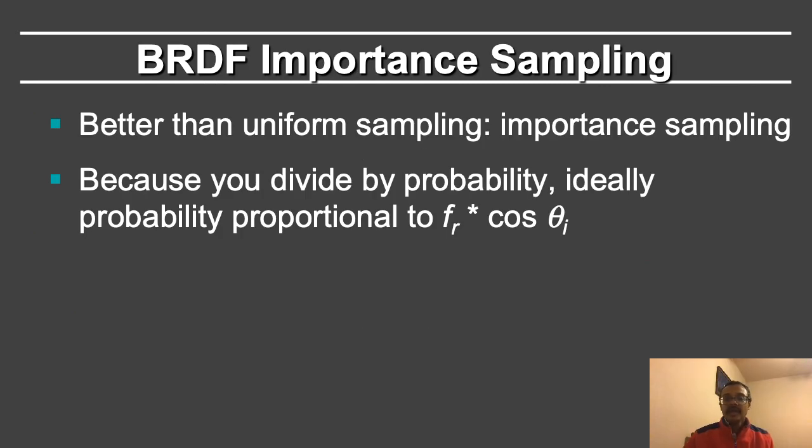So instead of choosing a direction randomly on the hemisphere, a better idea is to do importance sampling according to the BRDF. Notice that in the reflection equation or the rendering equation, you multiply by the BRDF times the cosine of the incident direction. So ideally, you should importance sample according to this light transport operator corresponding to the BRDF times the cosine.